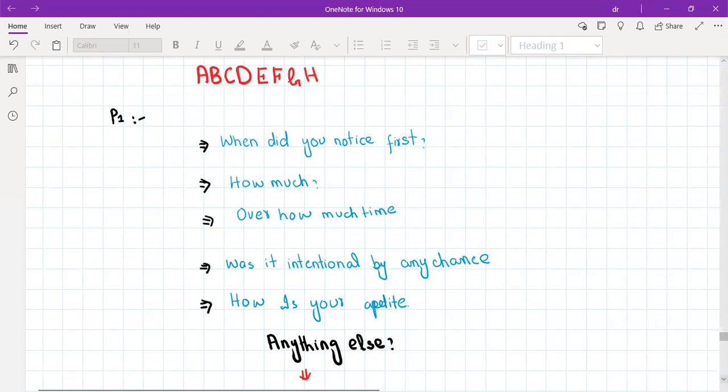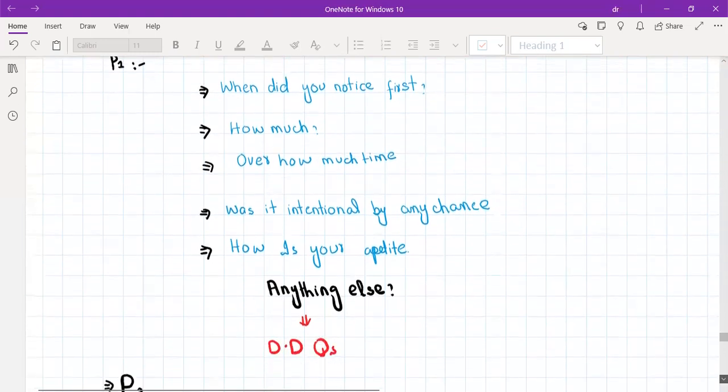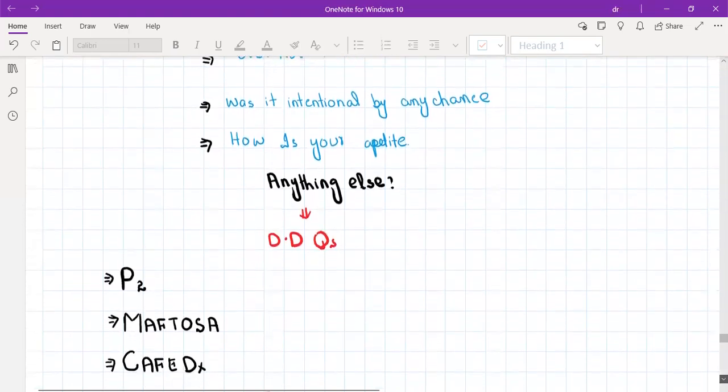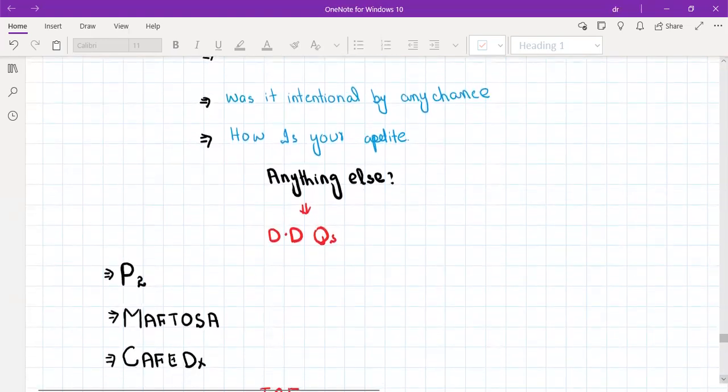So we have already asked the question for anorexia nervosa. Was it intentional by any chance? Do you want to lose weight? And for anorexia nervosa, there are other specific questions as well. I will discuss anorexia nervosa in detail in psychiatry. But in general, in the weight loss station, you need to ask this question to rule out anorexia nervosa, that is, is it intentional? Do you want to lose weight?